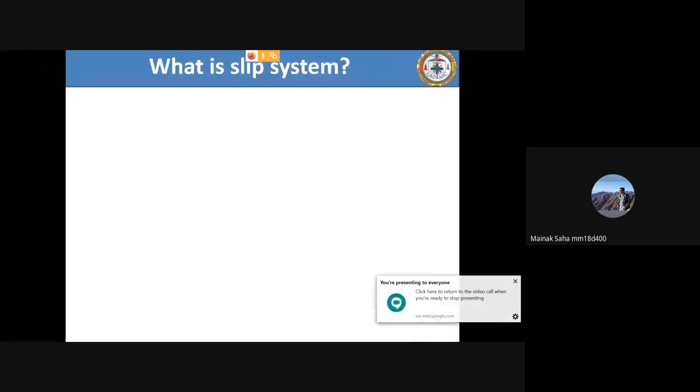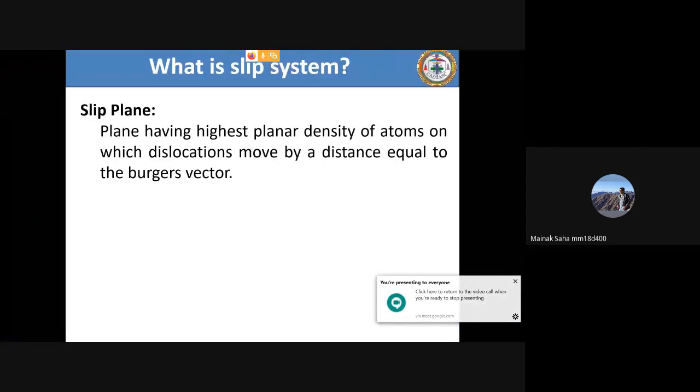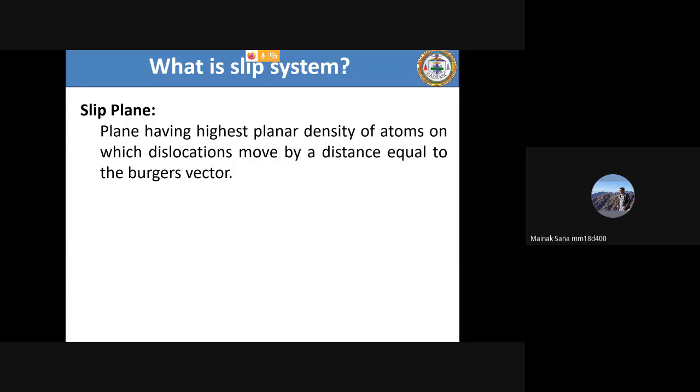Slip is very, very simple. The slip cannot happen at all planes. For an atom to move, to cover the shortest translational vector, for the atom to move the minimum distance, the first criterion is that the atom has to be present in a plane which has the highest planar density, so that the packing fraction of atoms on that particular plane is very, very high. That is the first thing, the slip plane.